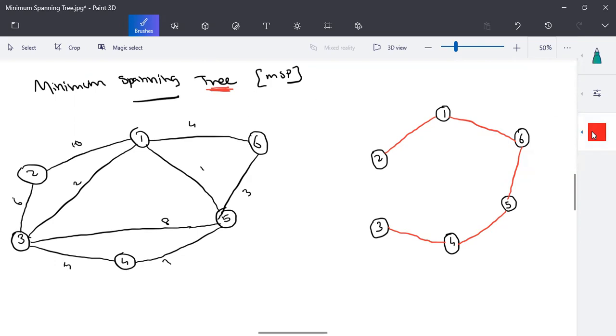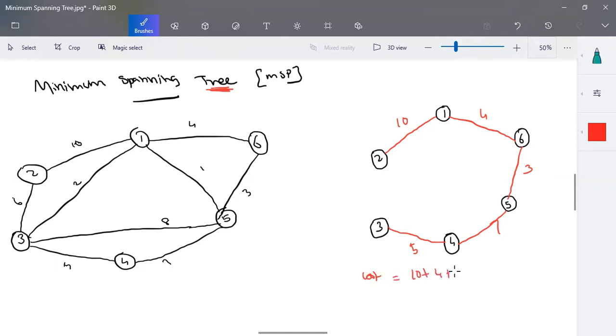There are n number of ways a spanning tree can be formed. This is one way. And what is the cost of this spanning tree? Each edge has a weight: 3, 7, and 5. The cost of this entire spanning tree can be written as 10 plus 4 plus 3 plus 7 plus 5, which comes to 19. So this is the cost of this given spanning tree.